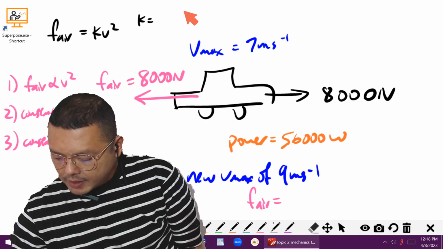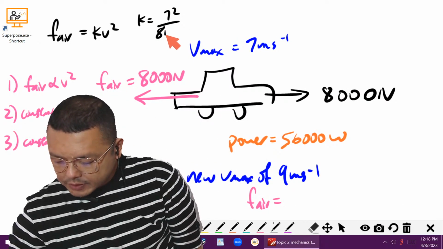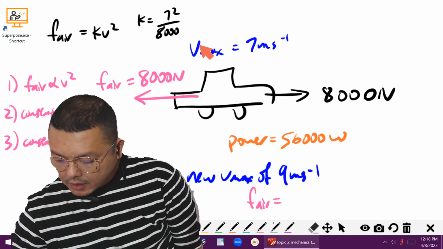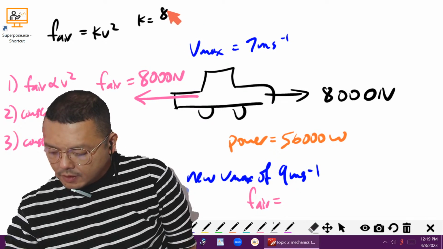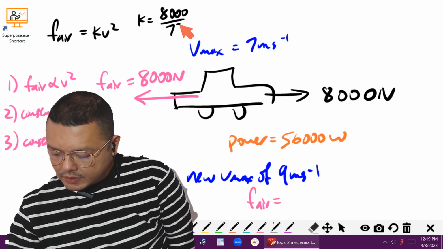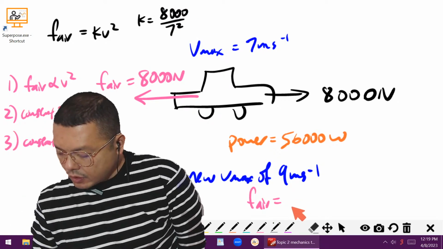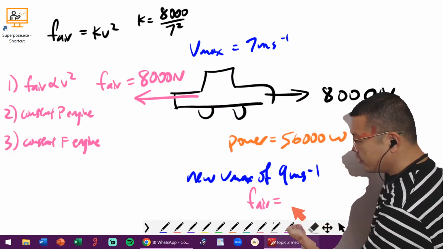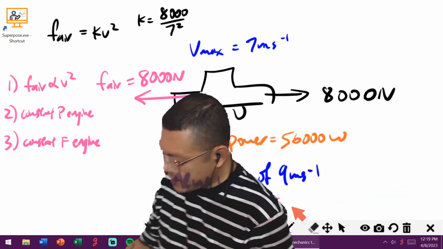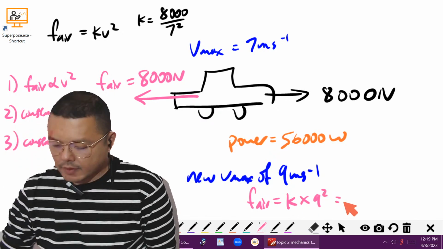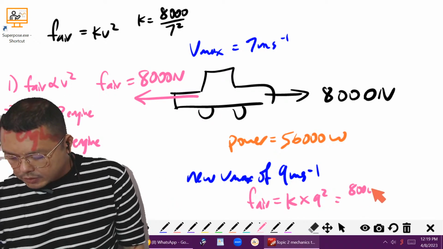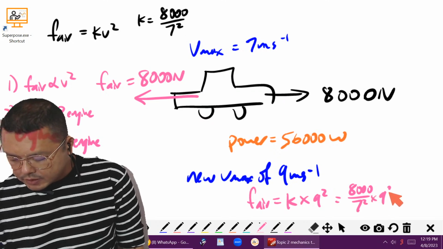The k value would be 8,000 over 7 squared. What's wrong with me? 8,000 over 7 squared. And then your new air resistance at 9 meters per second, you use the same k value times 9 squared. So 8,000 over 7 squared times 9 squared, right?